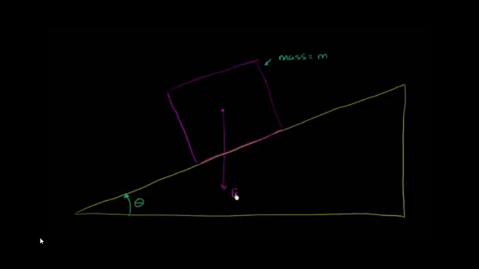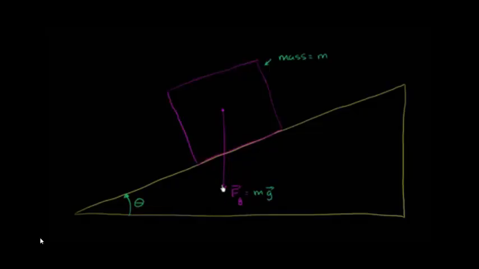The force due to gravity is going to be equal to the gravitational field near the surface of the Earth. We'll call that g, times the mass. Let me just write it. The mass times the gravitational field near the surface of the Earth. And it's going to be downwards, we know that, or at least towards the surface of the Earth.